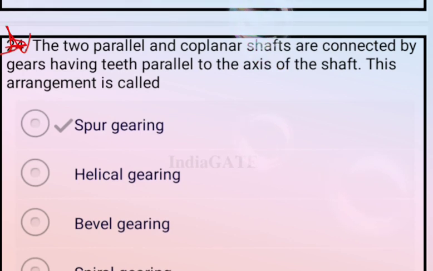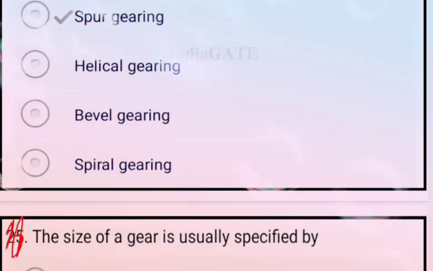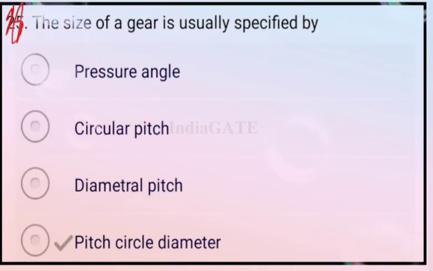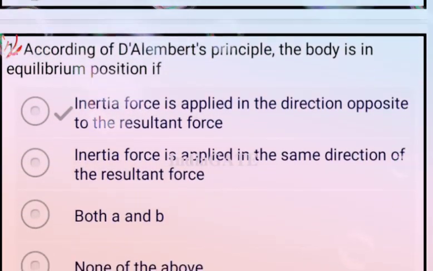The two parallel and coplanar shafts are connected by gears having teeth parallel to the axis of the shaft. This arrangement is called spur gearing. So option A is your correct answer. Now come to the next question. The size of the gear is usually specified by pitch circle diameter. So option D is your correct answer. Now come to the next question.